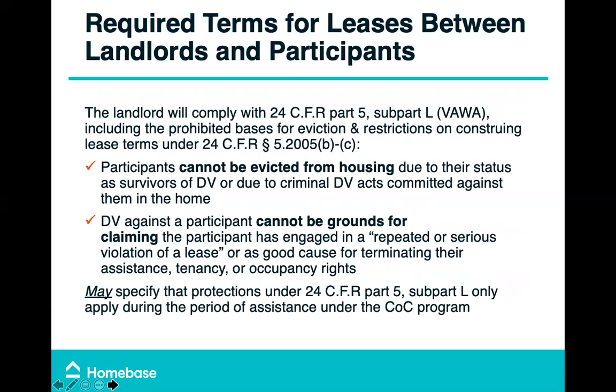On the next slide, we will note that several provisions related to VAWA compliance are required for all leases. A statement that the landlord will comply with VAWA, including the prohibition on evicting a tenant due to domestic violence, and that domestic violence against a tenant cannot be grounds for claiming that they've engaged in a, quote, repeated or serious violation of the lease, or as good cause for terminating their assistance, tenancy, or occupancy rights. The lease may specify that VAWA protections only apply during the period of assistance under the CoC program.